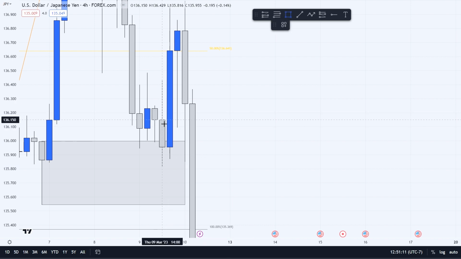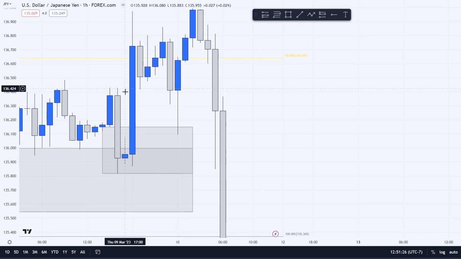So from the body, not the wick, because the wick is way too high, and my stop loss would be way too large for me personally. And then let me drop down to the 1 hour. So on the 1 hour, I would have to use this whole candle if I used the 1 hour, and like I said, my stop loss would have been way too high.